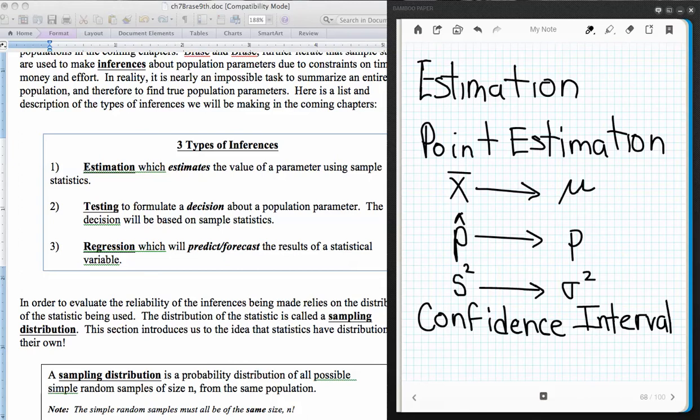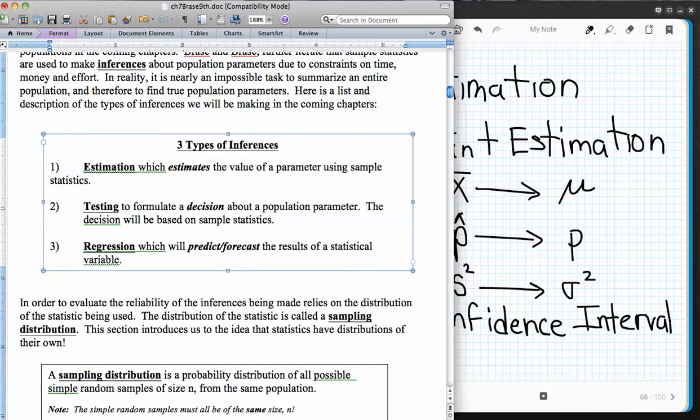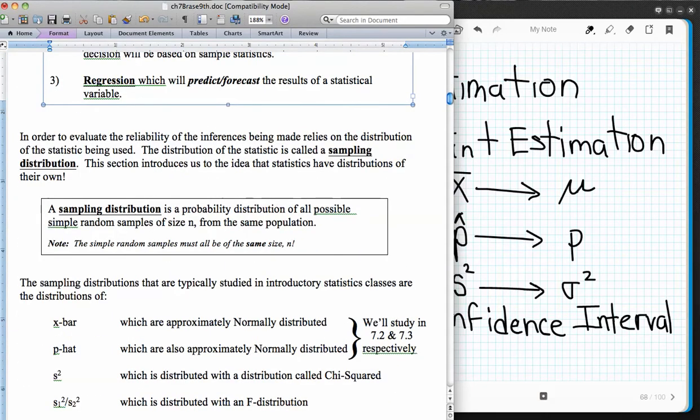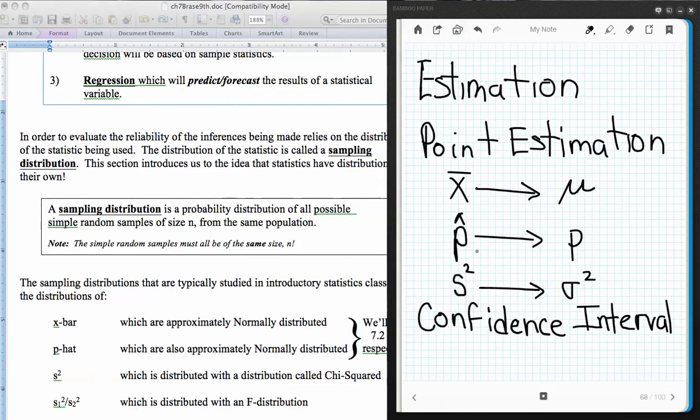Now further, we're going to be doing some testing for making decisions based upon our sample statistics, and we'll also use regression. So those are kinds of inferences that we'll be using. And the fact that all of these point estimates have a distribution known as the sampling distributions is very important in our ability to make inferences based upon these sample statistics.